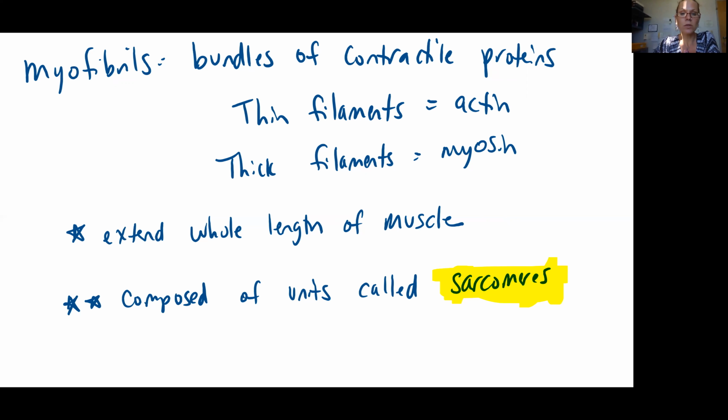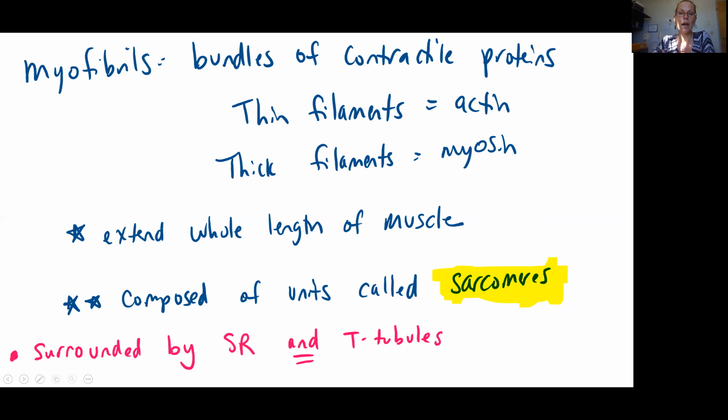The myofibrils are composed of units called sarcomeres. So essentially on the whole length of the myofibril, we have sarcomere, sarcomere, sarcomere, sarcomere, sarcomere. So it's basically our functional unit where all of our contraction is going to be happening. And then, just refreshing what we've already mentioned, these myofibrils are surrounded by both sarcoplasmic reticulum and T-tubules.